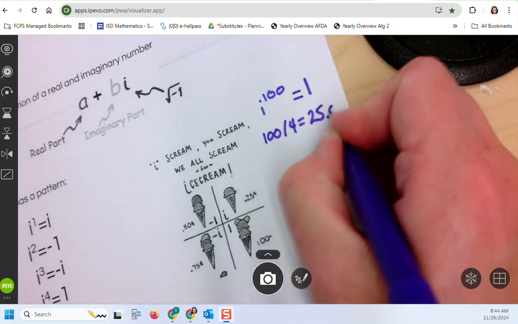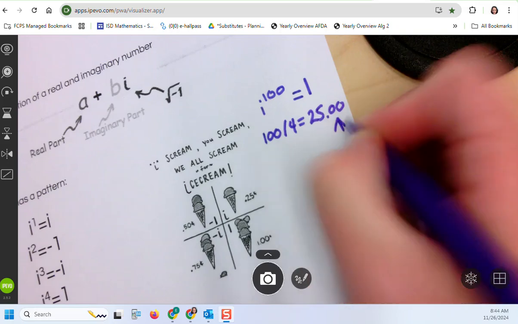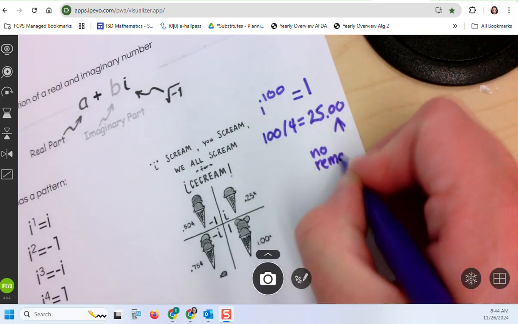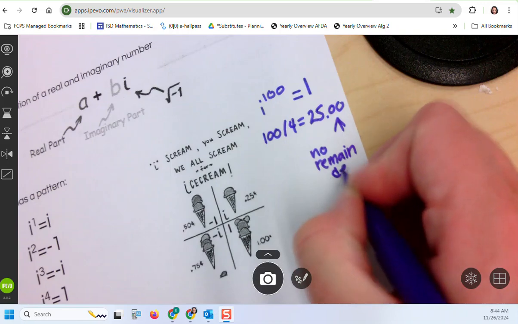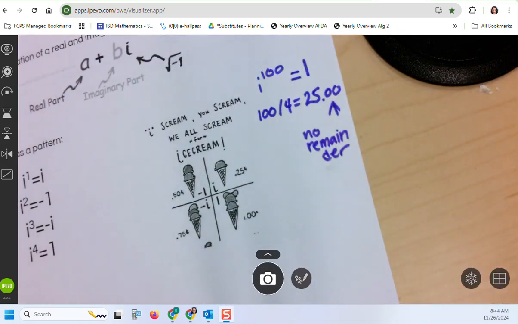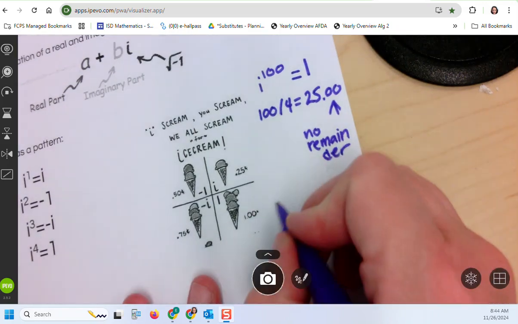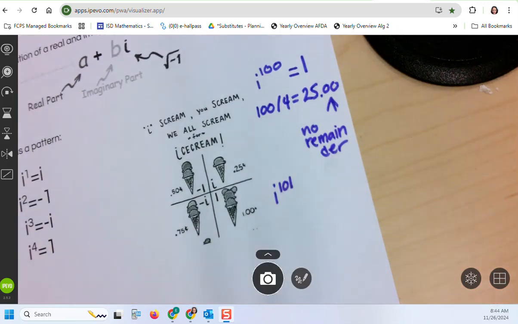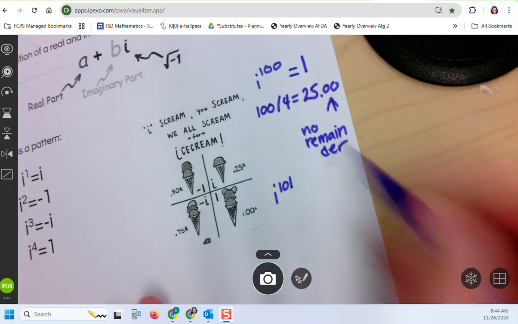It's 25.00, no remainder. So we know that it divides evenly. Now, 101, if I asked you i to the 101, we know that i to the 100 is 1, and then we have just one more i, so 1 times i is going to give me i.